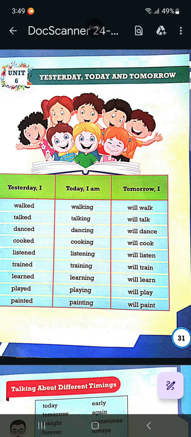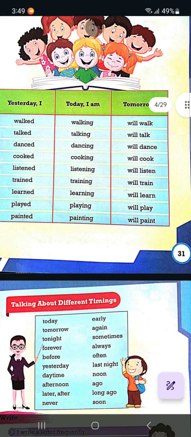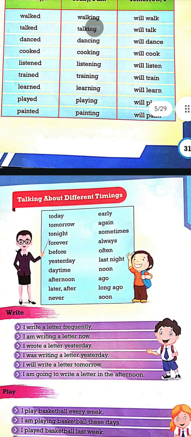Tomorrow. Tomorrow basically you will do that action, like when your mother tells you to pack your bag, you'll say, Mama, I'll do it tomorrow. Like that. So, tomorrow I will walk, tomorrow I will talk, tomorrow I will dance, will cook, will listen, will train, will learn, will play, will paint. So, this is what it is.